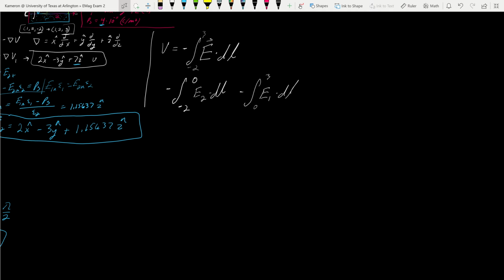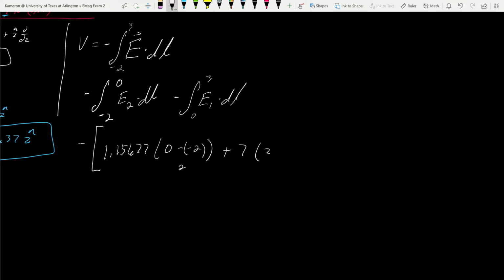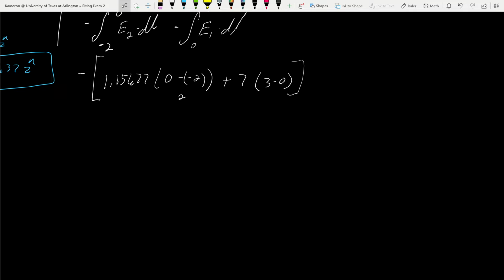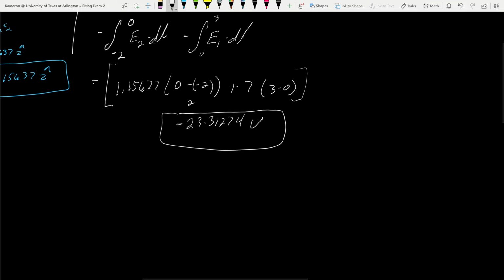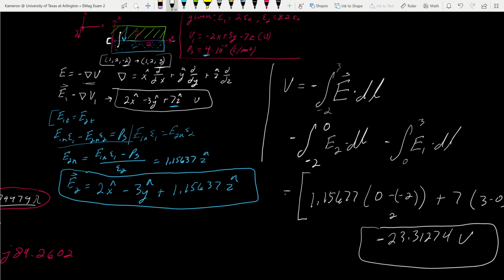And then this simply just, I'm going to factor out this negative. Essentially, just gives us a 1.15677 minus negative 2, which is a 2.7, 3 minus 0. And this gives us a value of 3.31274. This would be negative volts because of the minus sign here. And that's that. So really all you need for solving these equations here is knowing the relationship between E and V and knowing your boundary conditions.